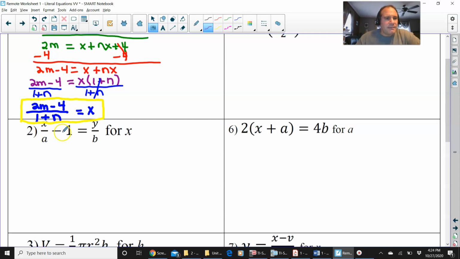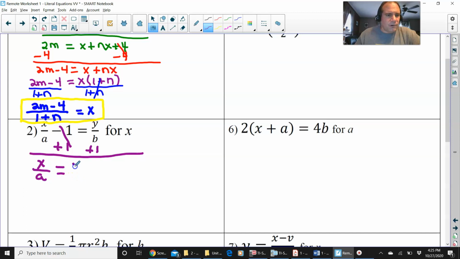This is x over a minus 1 equals y over b. Solve for x. So the first thing I'm going to do is add 1 on both sides. So I have x over a, this cancels, equals y over b plus 1. So I'm stuck. How do I get this a to go away?